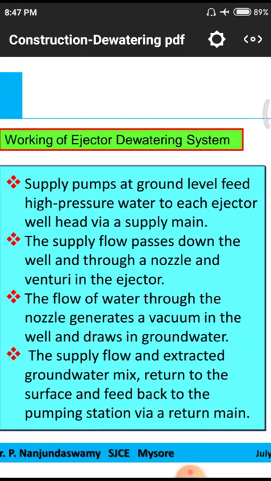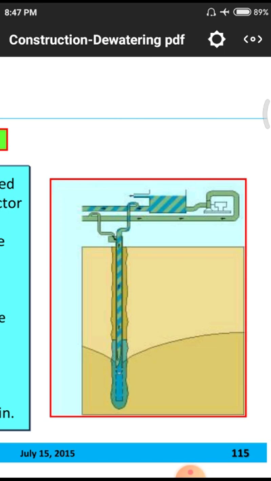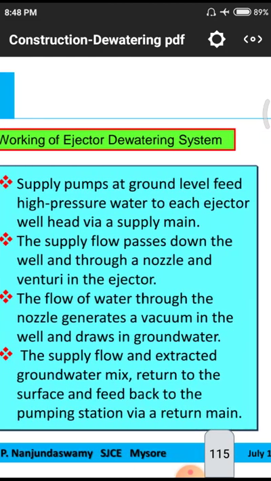The flow of water through the nozzle generates a vacuum in the well and draws down the groundwater. That means, here we are having another pipeline system with a simple inner pipe. That inner pipe simply creates some quantity of pressure. That pressure will be fed into the main pipeline system, which is connected to the earth surface. Due to that pressure, water will automatically be lifted upwards through the main pipeline system, and it will be fed to another kind of pipes for their usage purpose.